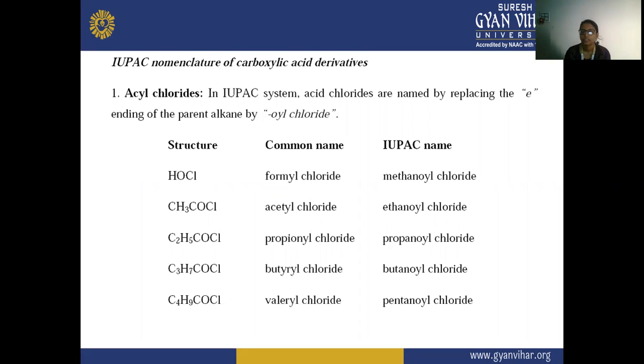In this case, the common name is formyl chloride. There is only one carbon in there. So in that case, the common name is formyl chloride, and the IUPAC name is methanoyl chloride. This is the first compound of the acyl chlorides, in which the e of the parent alkane is replaced by oyl chloride.